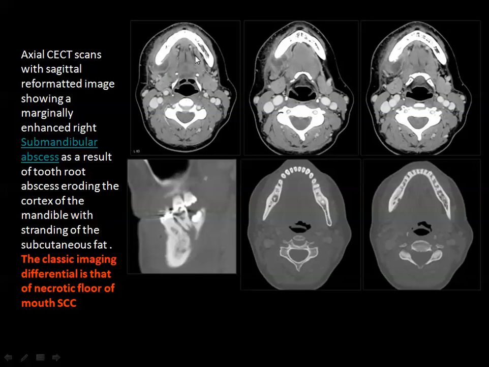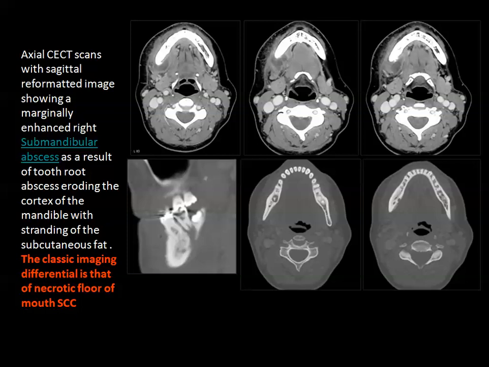This is the mylohyoid muscle, and this is the submandibular space. This is the submandibular salivary gland on the normal side, and here you can see this is the gland, and this is the infection. Then in the bone window image, you can see the rarefaction of the bone around the root of the tooth, and here you can see cortical disruption of the mandible, leading to the spread of the inflammatory process to the adjacent soft tissues.